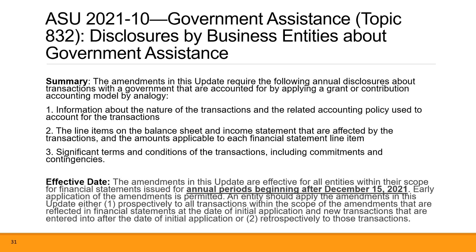So, this deals with PPP funding, ERC credits, all the types of government assistance that various companies have received over the last few years in light of the COVID-19 pandemic. This ASU is addressing some of these disclosure requirements that now exist for the receipt of these funds because there was diversity in current practice in the recognition, the measurement, the presentation, and the disclosure of government assistance received by business entities because there was a lack of authoritative guidance. So this helps to address that issue.